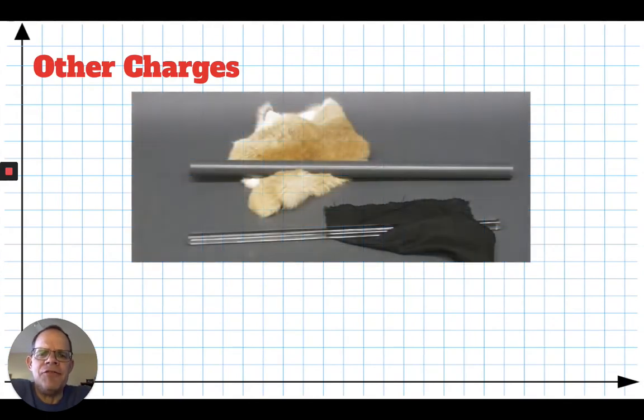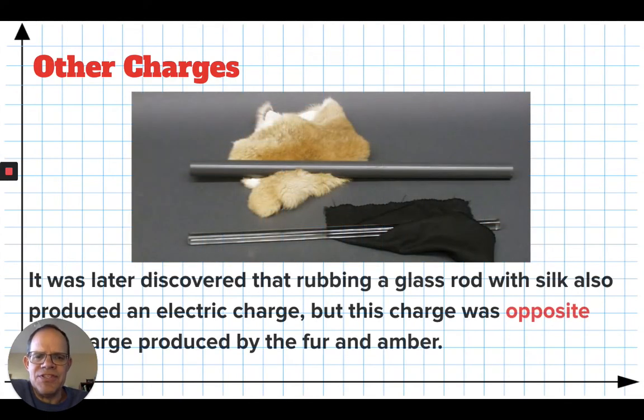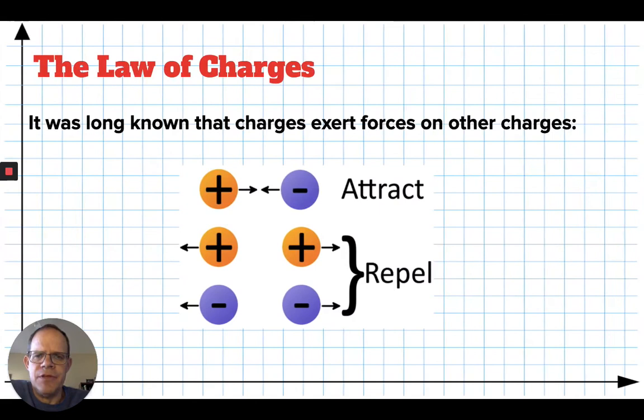So it turns out that if you take a piece of glass and you rub it with silk, you can also produce an electric charge, but this charge turns out to be exactly opposite the charge that is produced by the amber in the fur. And so that's a new kind of charge, which is the opposite. So Ben Franklin decided that he would call these positive and negative charges, these 2 different charges. It's really an arbitrary choice. We could have called them up or down. We could have called them vanilla and chocolate, but we chose positive and negative.